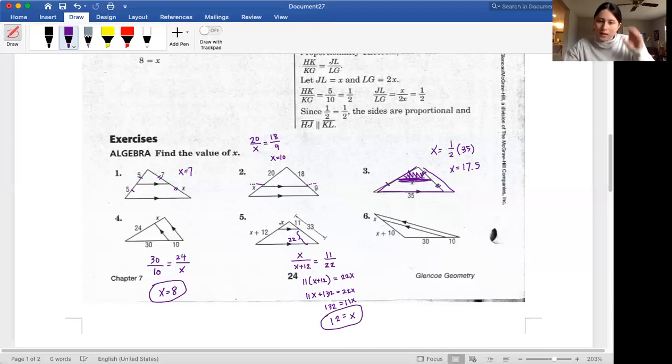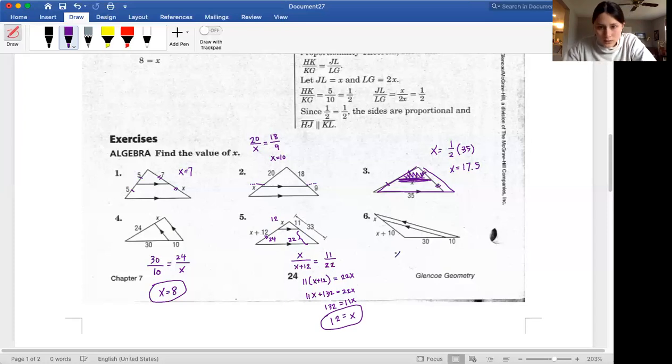So when I work this out, I can even double check. X would be 12. And then this would be double that amount, which makes sense. This would be 24, right? 12 plus 12 is 24. So yeah, that logic works and my proportions are accurate.